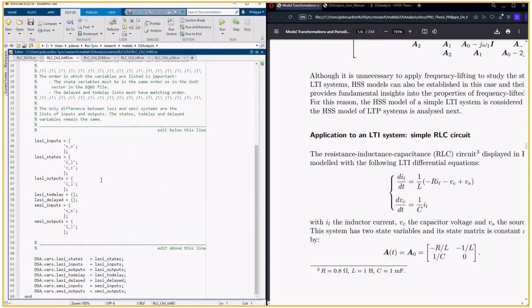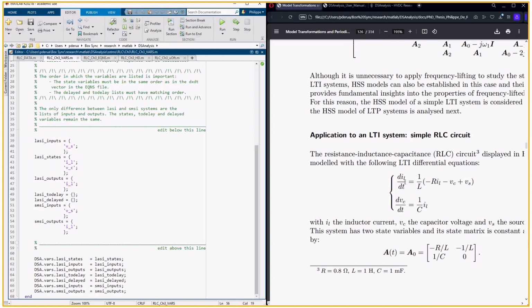So there are essentially 2 types of cells to define in this file. The LASI stands for large signal variables, and the SMSI stands for small signal variables. When working on the calculation of periodic trajectories, we consider naturally the large signal variables, and I will get to the small signal variables later on.